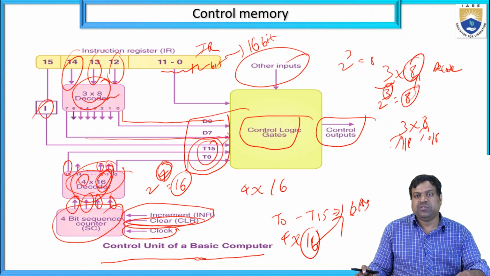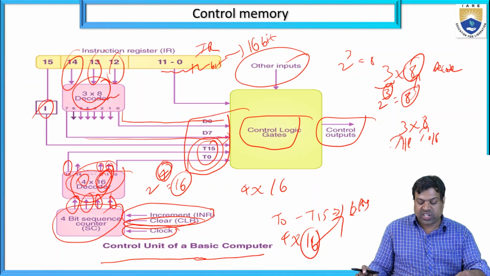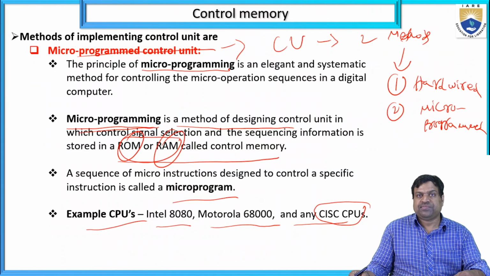A 4-bit sequence counter is connected to the input of the 4 into 16 decoder, and the outputs are 16 lines, that is T0 to T15. So one decoder of 8 lines is connected to the control logic, D0 to D7, and another decoder of 16 lines, T0 to T15, is connected to the control logic gates. Total 16 plus 8, 24 are connected to the control logic gates, and these control logic gates give the final control outputs. If any other inputs are there, these are also connected to the control logic gates.